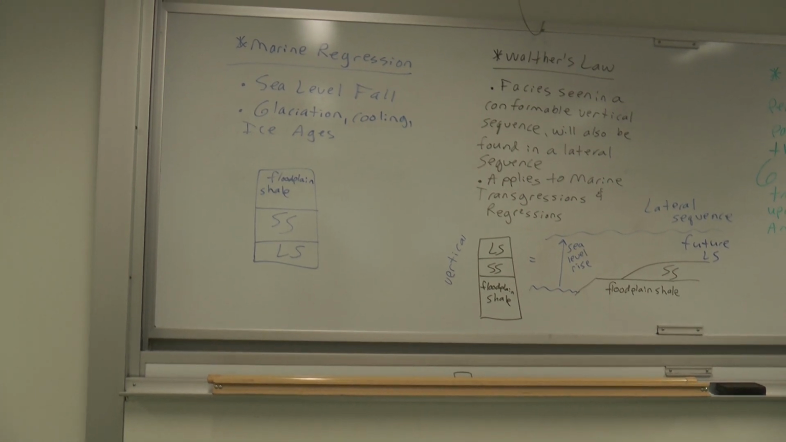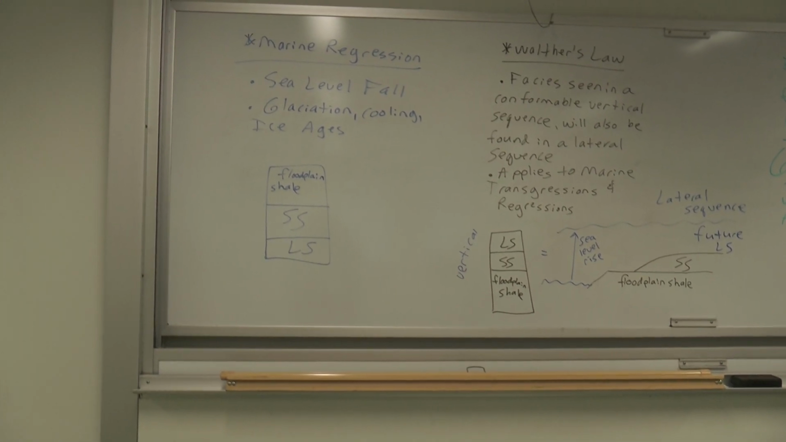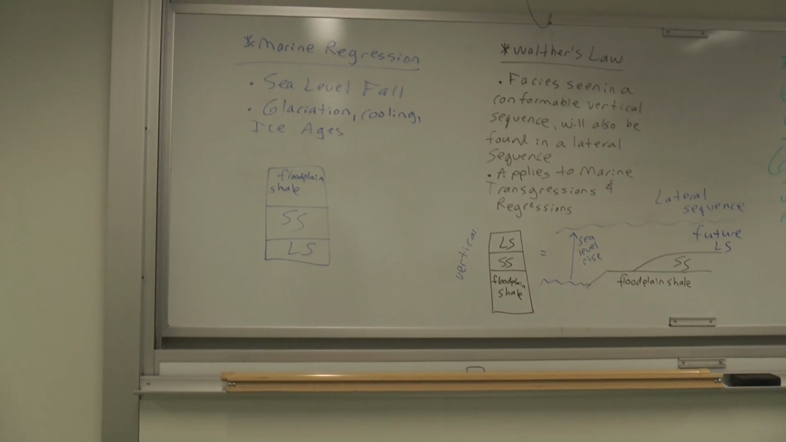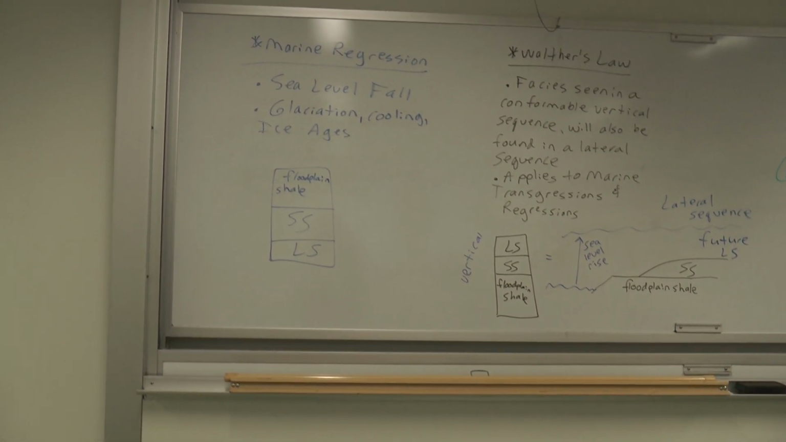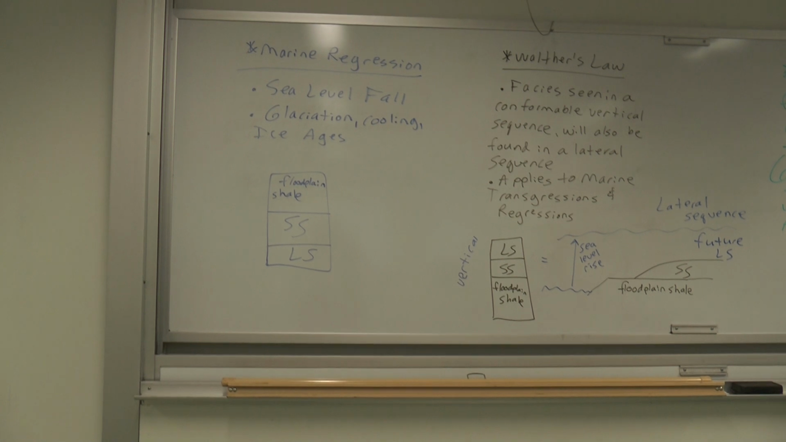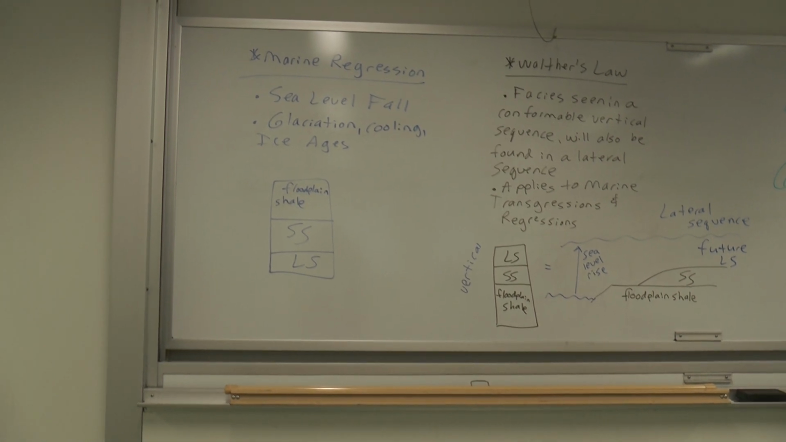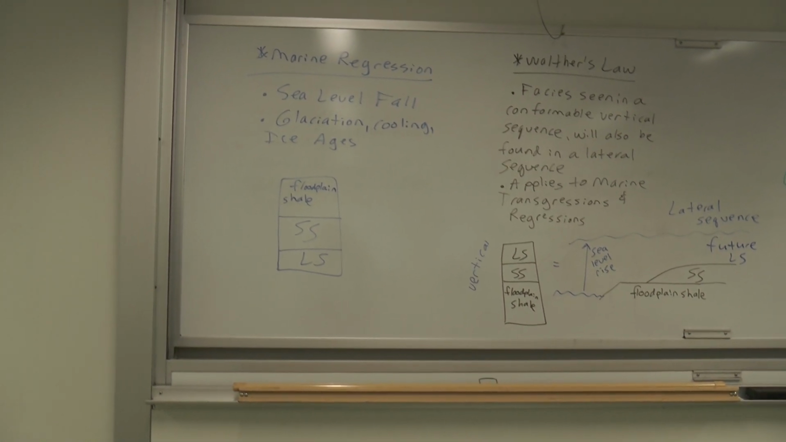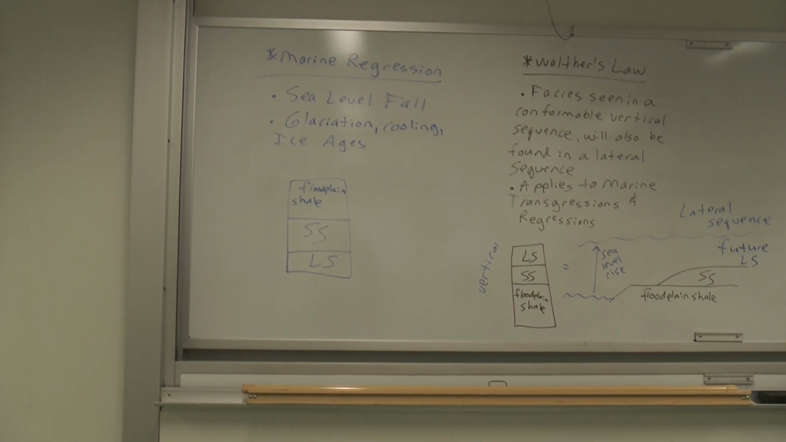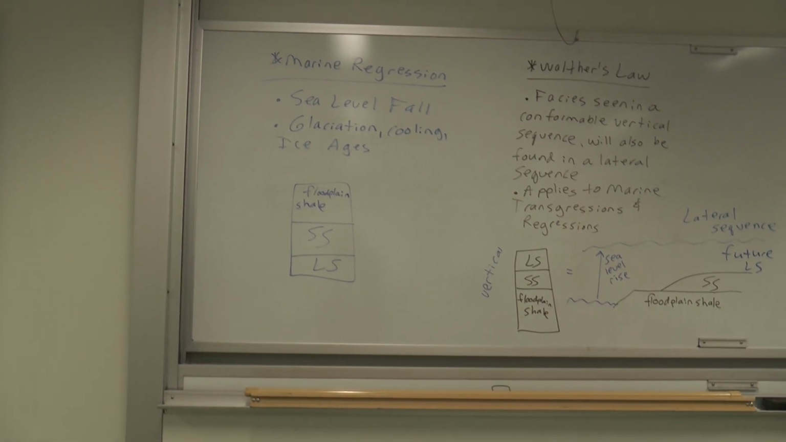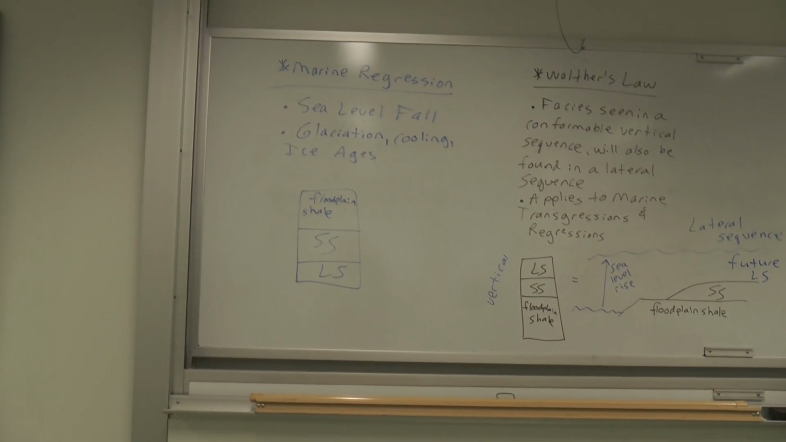And then the sea level falls off a little bit more, and your sandy beach migrates seaward, and now you have this meandering river come through, giving you a floodplain shale on top. Again, limestone on the bottom is the oldest, floodplain shale on the top is the youngest. Your limestone's on the bottom here, marine regression.